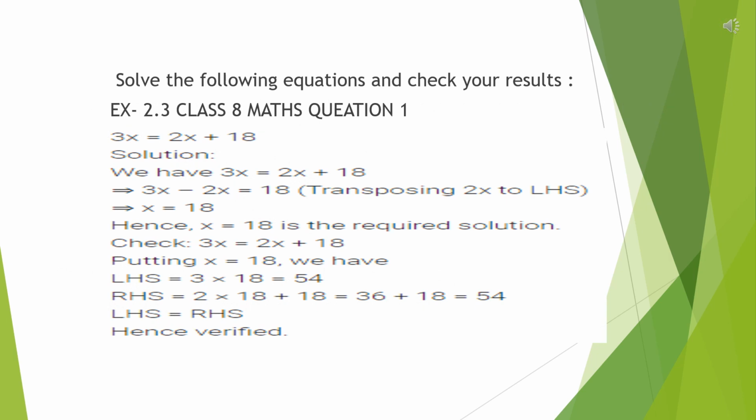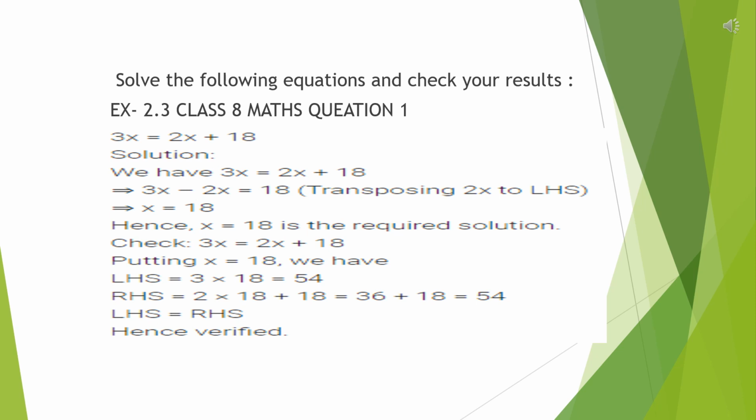Now let's continue Exercise 2.3. Question number 1: 3x equals 2x plus 18. In this question, we have unknown variables on both sides. So for getting the solution, we will take the unknown variable in the LHS and the constant in the RHS. Firstly, we will transpose 2x from the RHS to the LHS. After transposing, we will get 3x minus 2x equals 18. And after solving, we will get x equals 18. Hence, x equals 18 is the required solution.